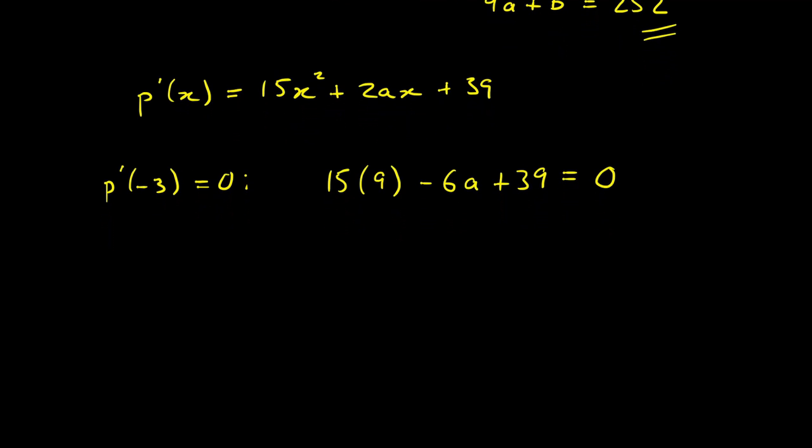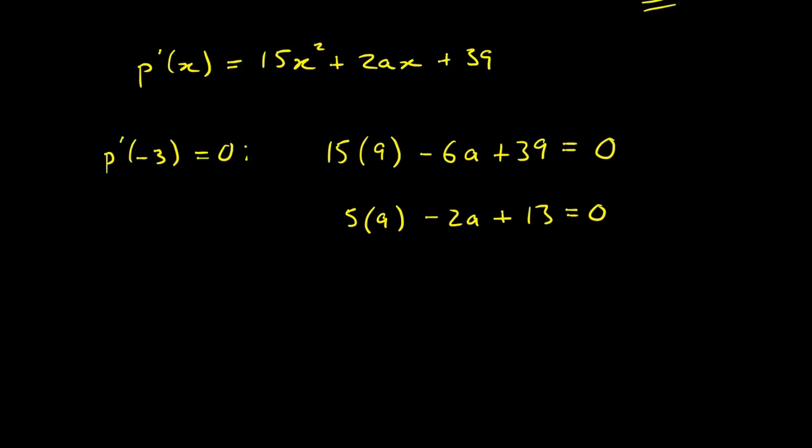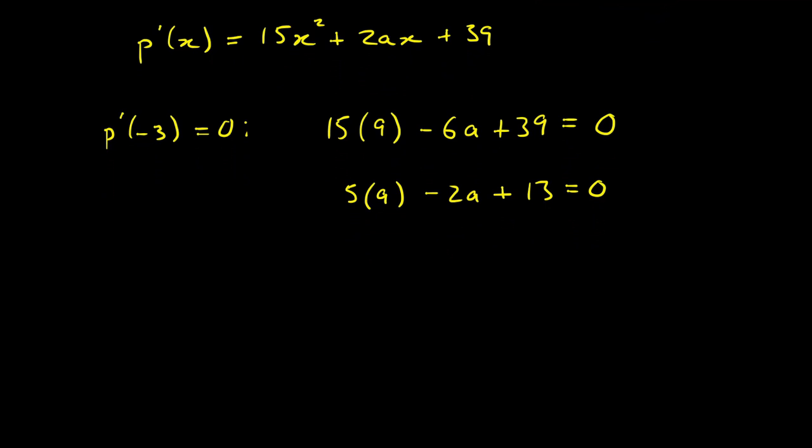You know what? I think just to make my life a little bit easier, I'm going to divide everything through by 3, right? So that's going to be 5 times 9 minus 2a plus 13 is equal to 0. And therefore, 5 times 9 is 45. So we've got 45 plus 13, 58 minus 2a is equal to 0. So 2a is equal to 58. So a is going to be equal to 29.